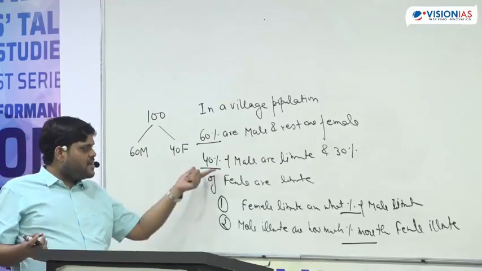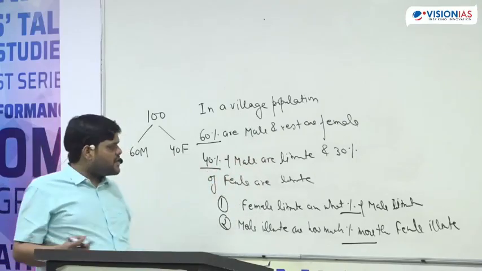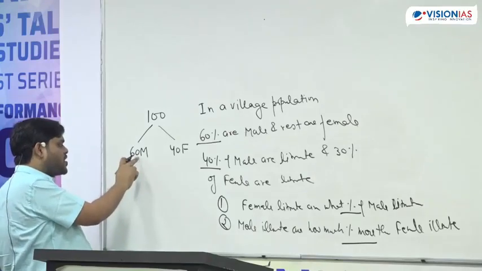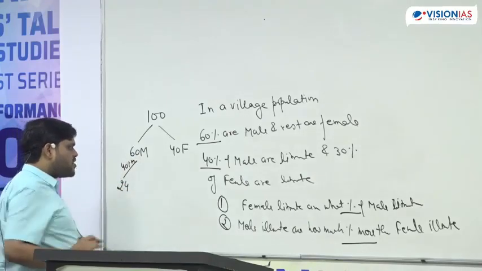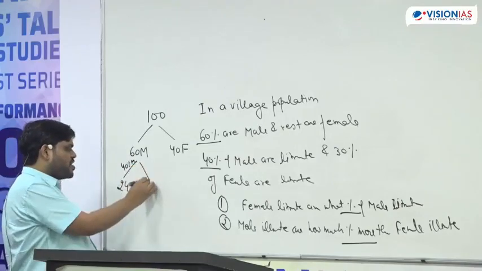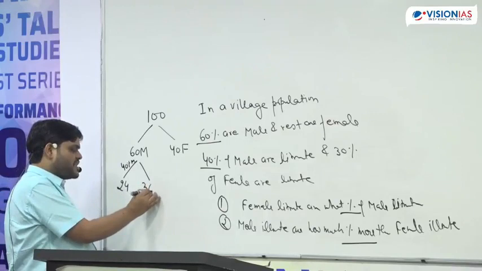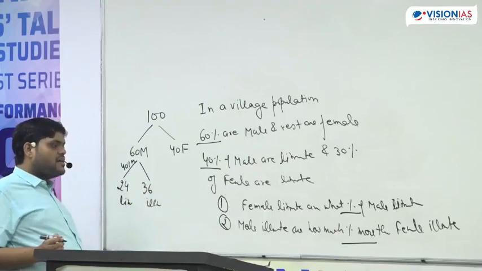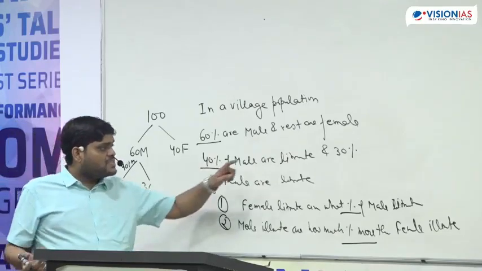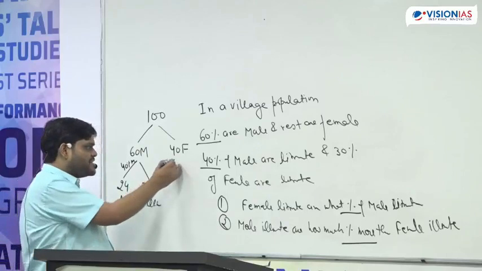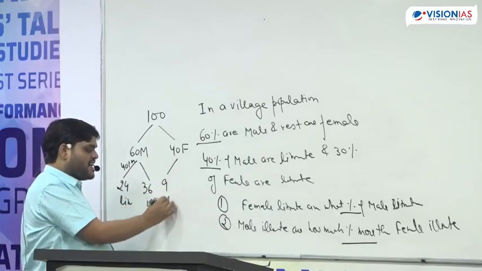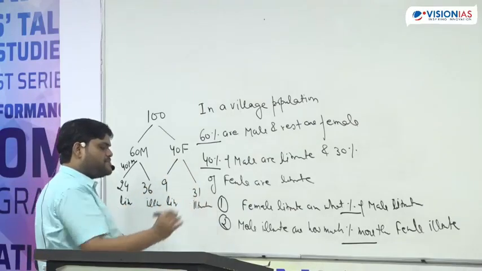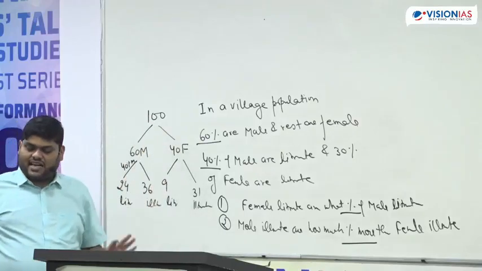Now what else is given? 40% of the males are literate. That means out of this, 40% of males are literate. 40% of this becomes 24. If 24 are literate, that means 36 are illiterate. Similarly, for females, 30% are literate. 30% of this becomes 9, they are literate, and 31 are illiterate. Okay, this is the chart. Now we have all the data.